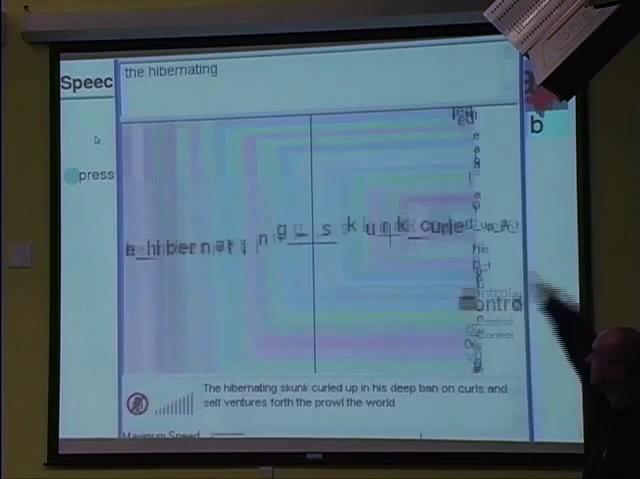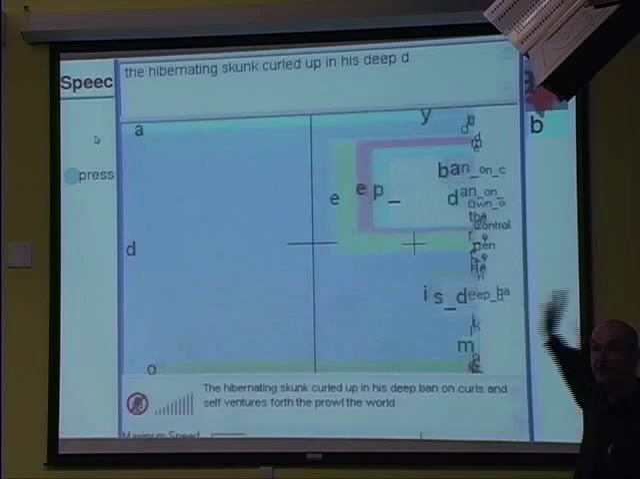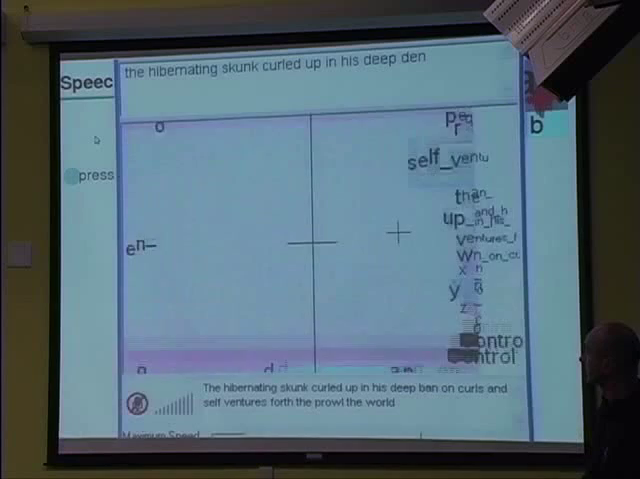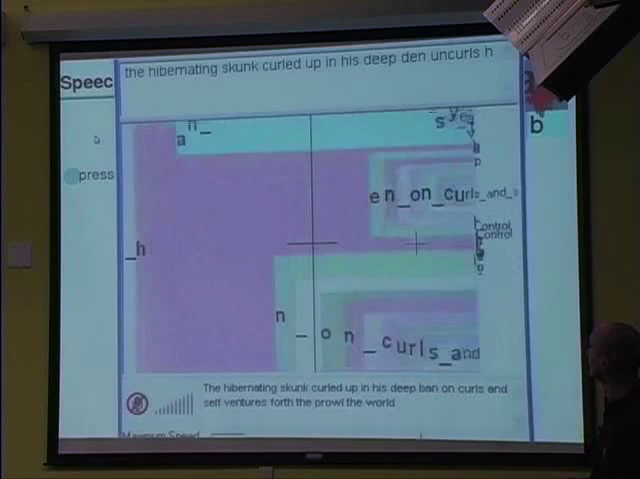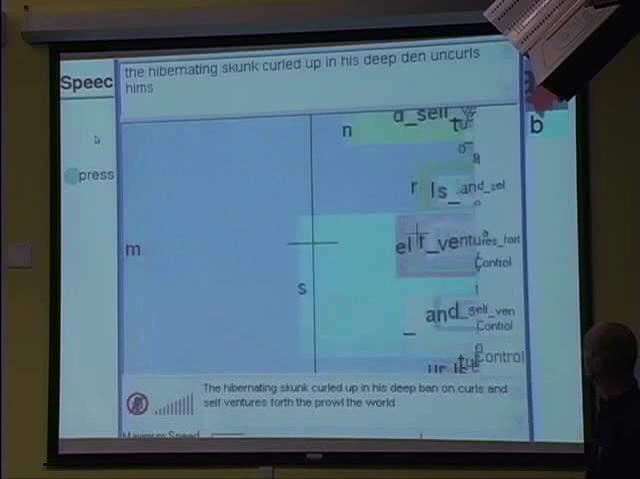The hibernating skunk, curled up in his deep den, uncurls himself and ventures forth to prowl the world. A language model is deduced from the output of the speech recognizer. It's rendered on screen in alphabetical order, and now he goes and chooses what he actually wanted. The hibernating skunk, curled up in his deep den. Notice how fast all that was. That was faster than speaking speed, perhaps. Uncurls himself. Now this takes some time, because the recognizer didn't get uncurls, but now he's got it, and he keeps on going. Uncurls himself. And ventures forth to prowl the world.